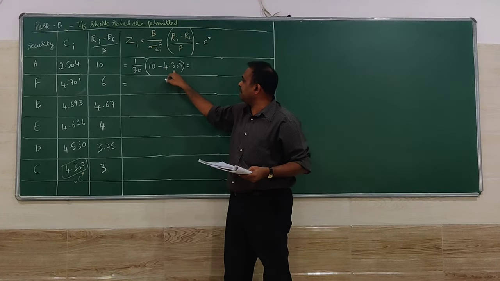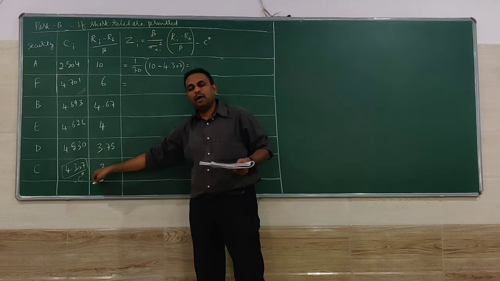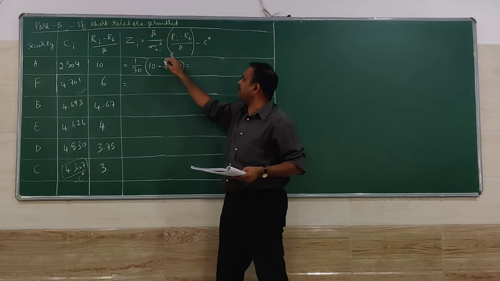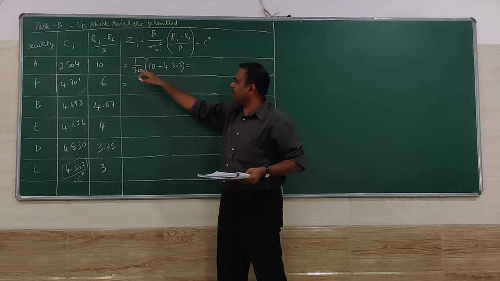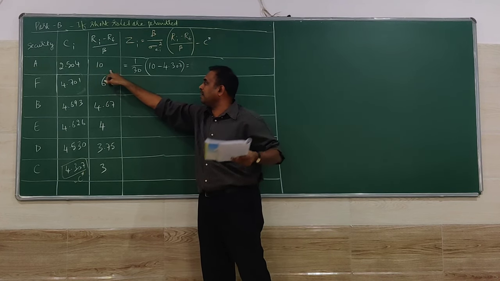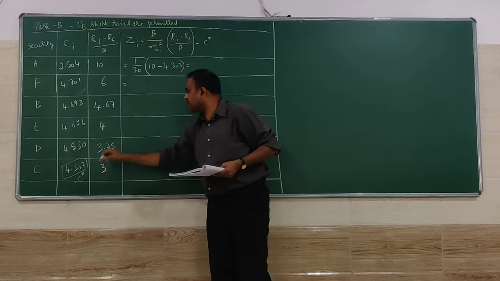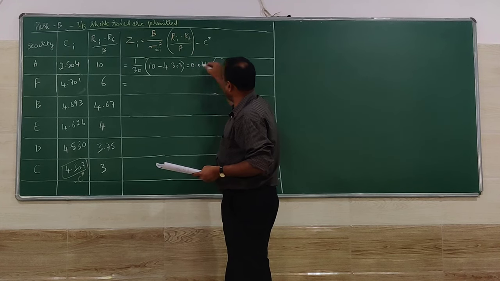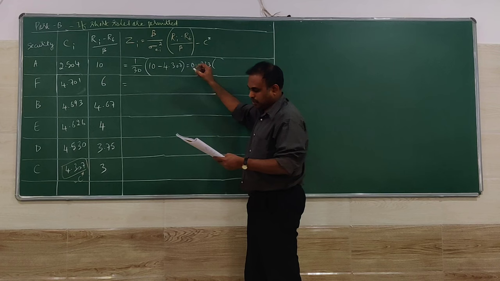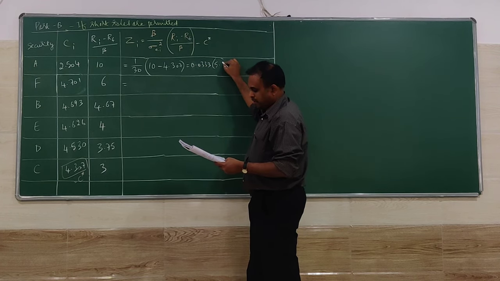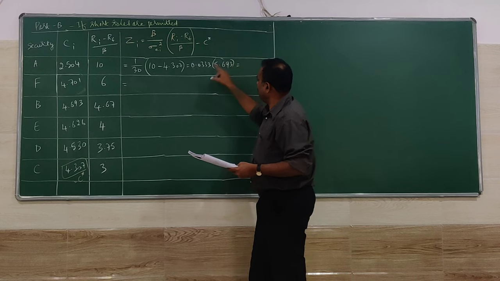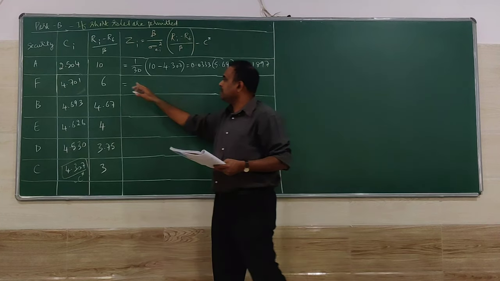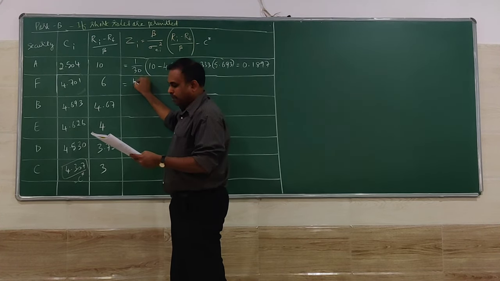As I was telling, for C star the last one has to be taken. I have substituted the values: beta divided by unsystematic risk, into Ri minus Rf divided by beta, minus C star, which we took from the ranking. So 1 divided by 30 is 0.0333, multiplied by 10 minus 4.307, that is 5.693. When you multiply these two, you get 0.1897.